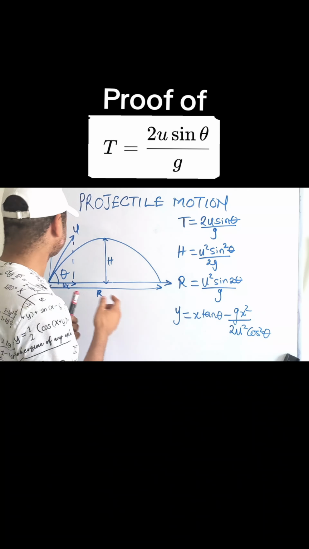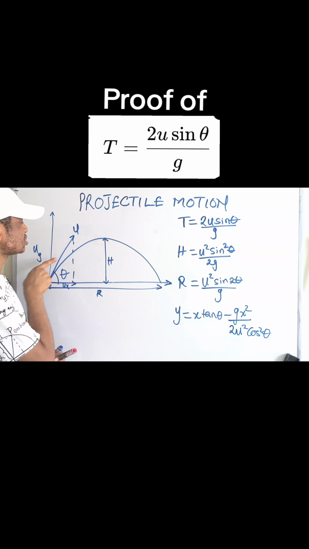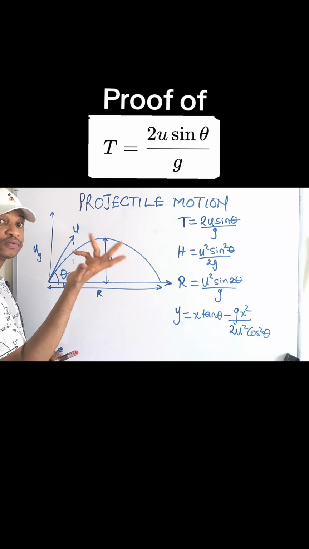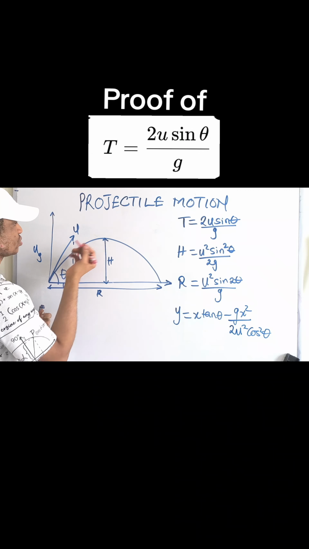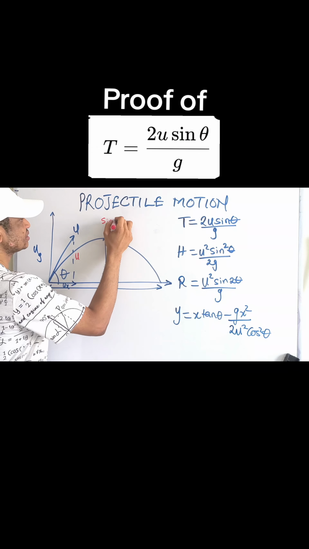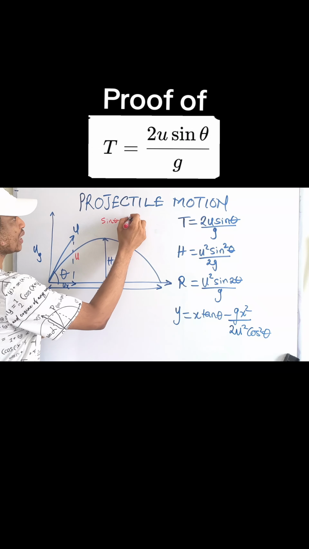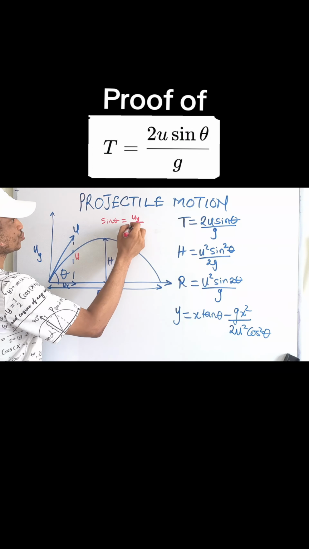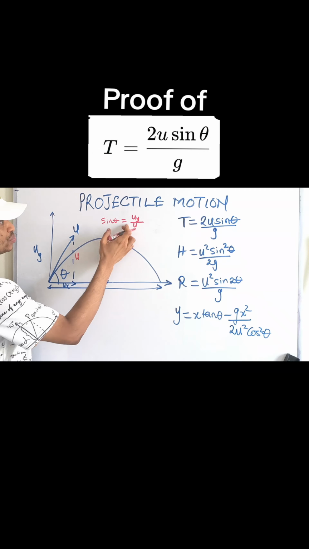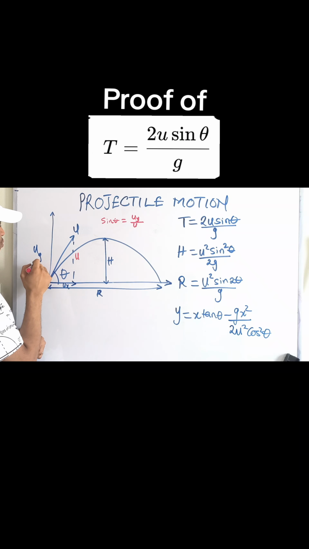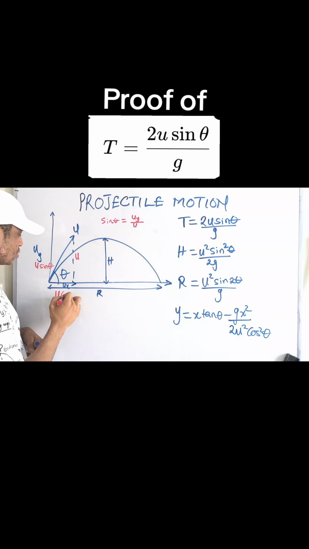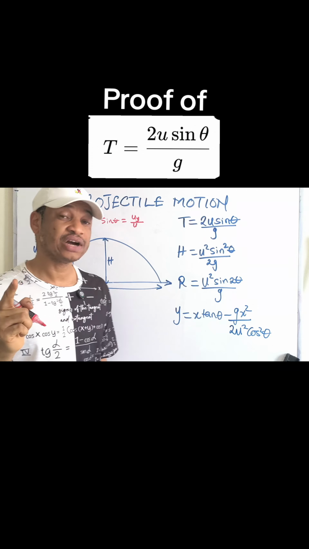I explain this there. Just remember, this is opposite over hypotenuse. So this is u. Sine theta is uy over u, opposite over hypotenuse. So uy will be u sine theta. Do the same thing for the horizontal, and this will be u cos theta. This is the first thing you have to know.